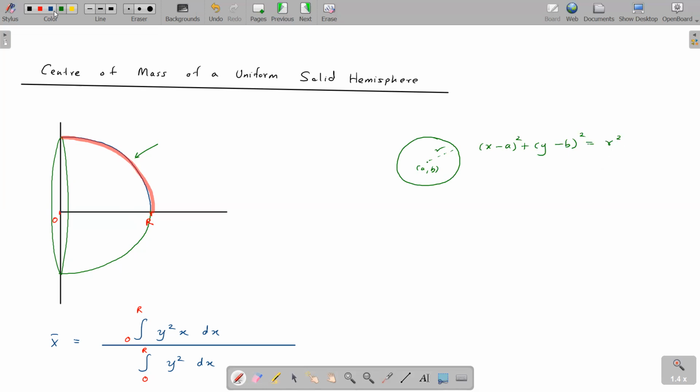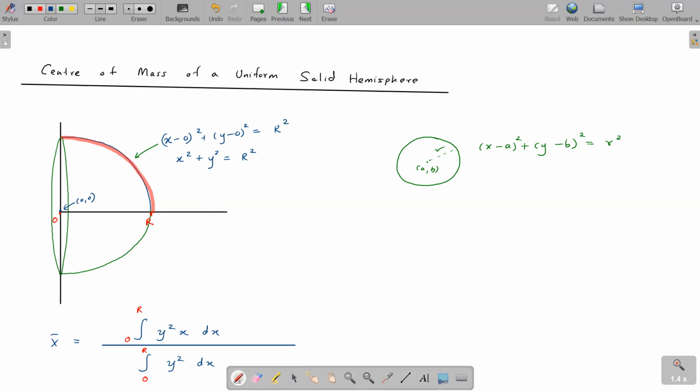For this particular circle, the center is (0, 0). So it's going to be (x minus 0) squared plus (y minus 0) squared equals the radius, capital R, squared. So x squared plus y squared equals capital R squared. Right, guys? Can you see? So this is the main equation.